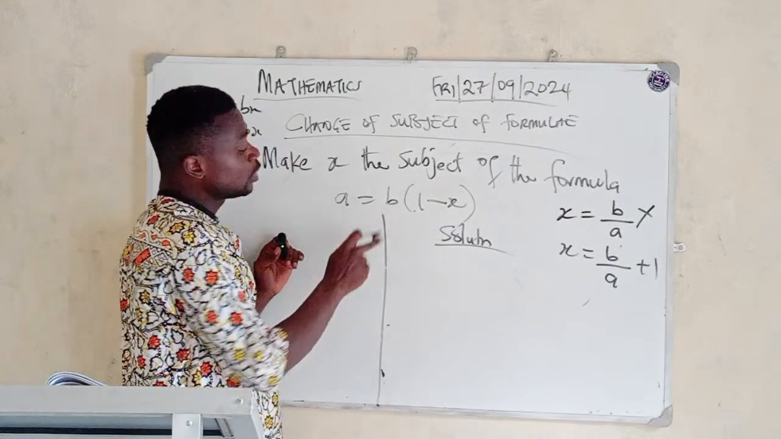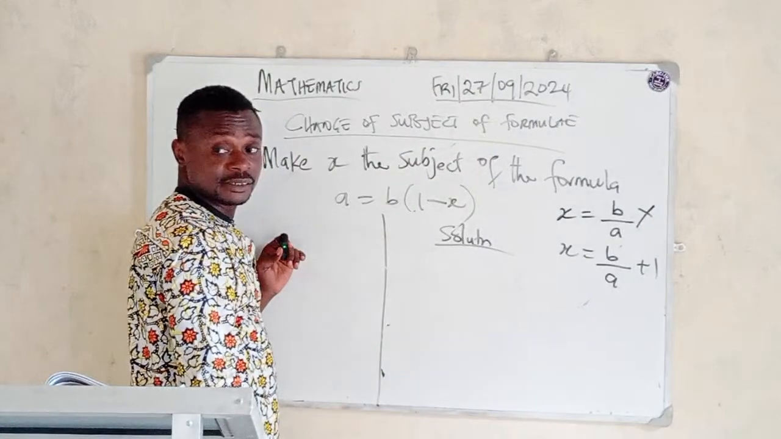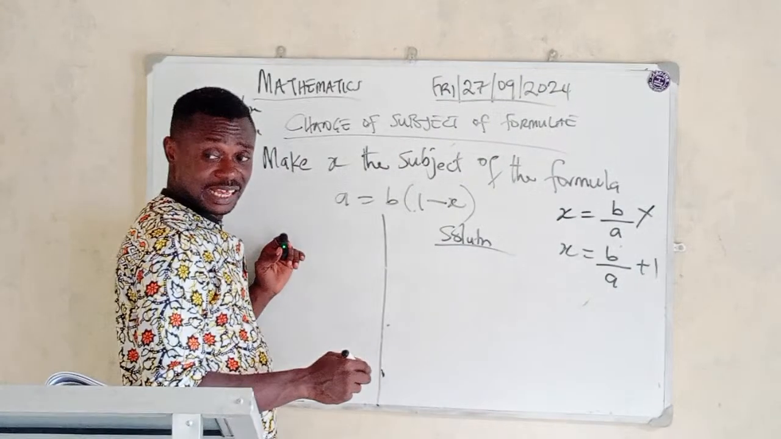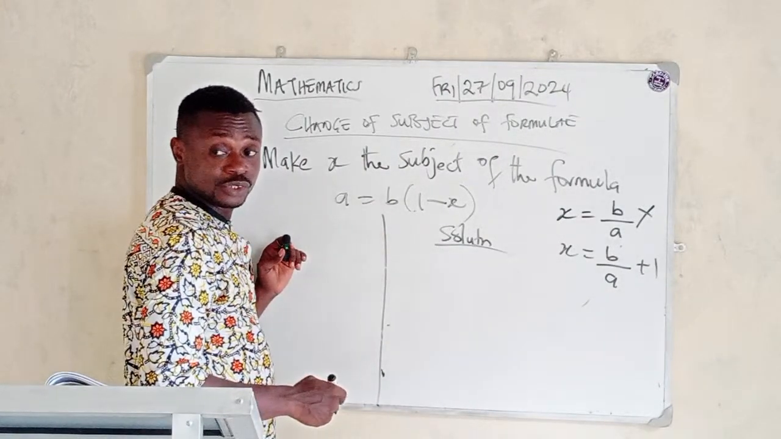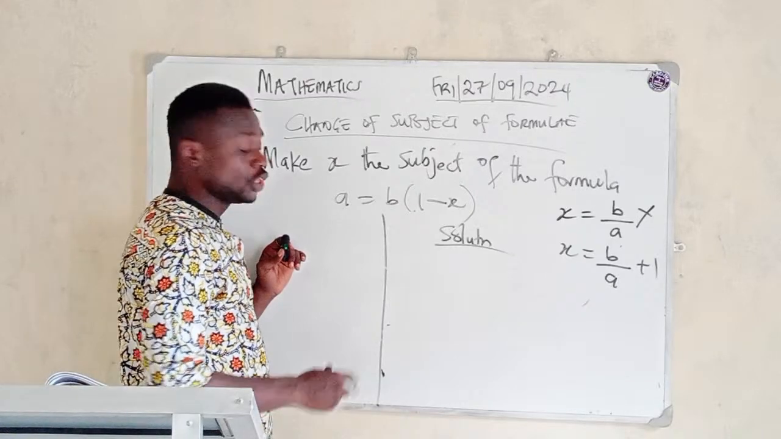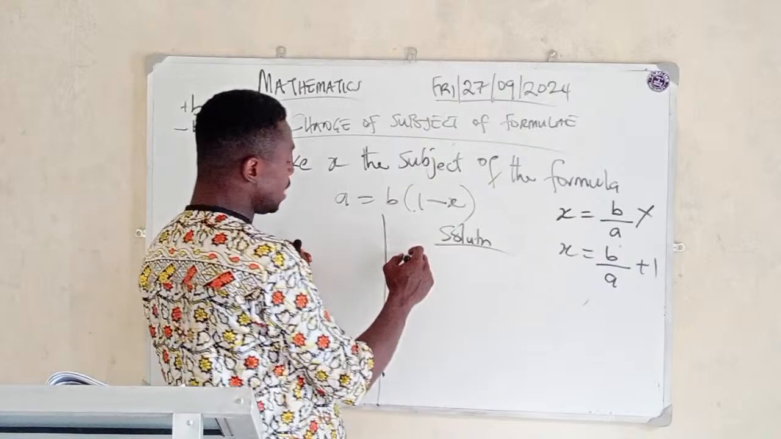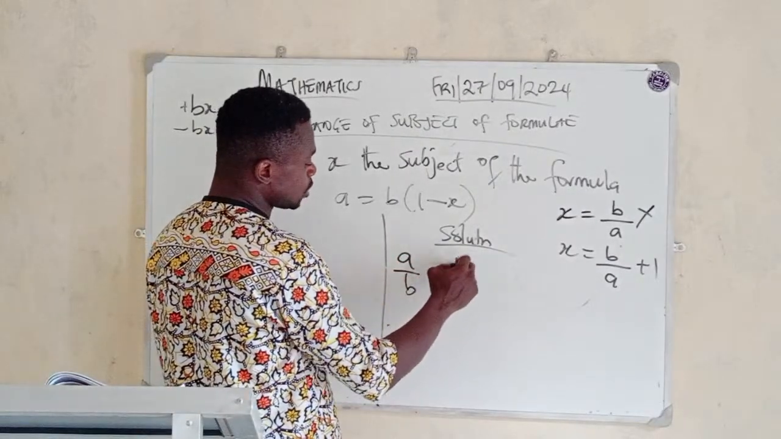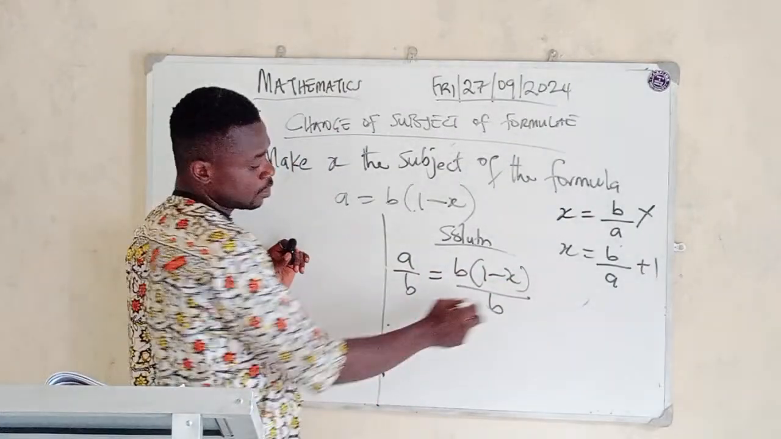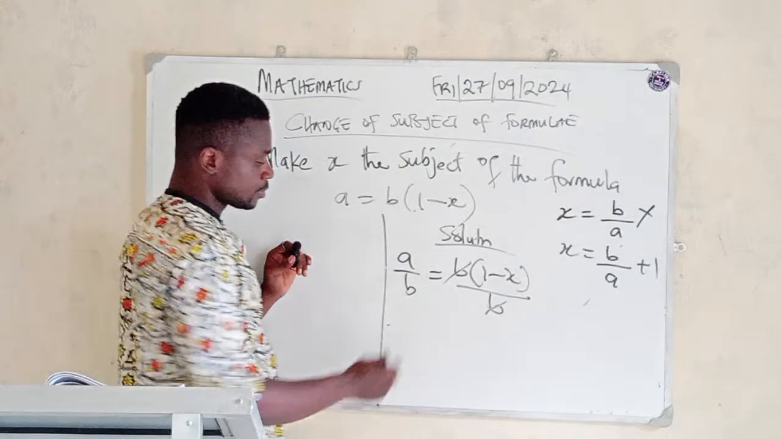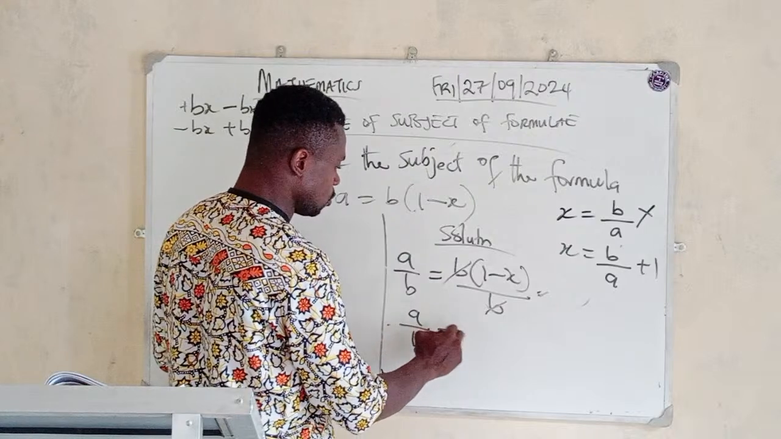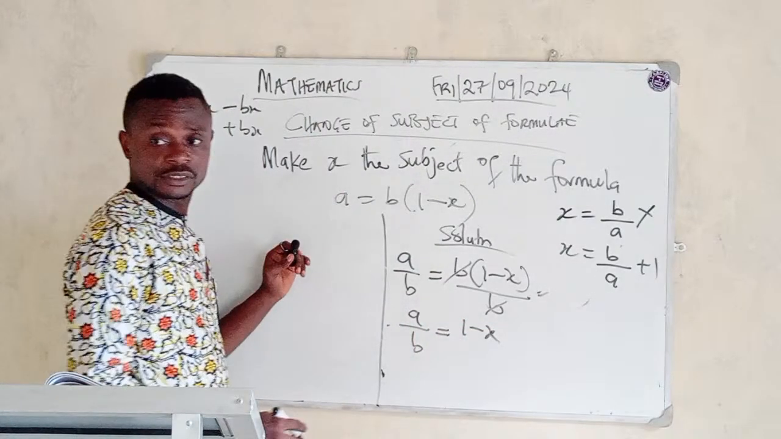What is the operation between B and the one in brackets? So to clear this B, you do what? You divide both sides by B. So here now, A over B is equal to B(1 minus x) over B. B will cancel B, right? You are now left with A over B is equal to 1 minus x.